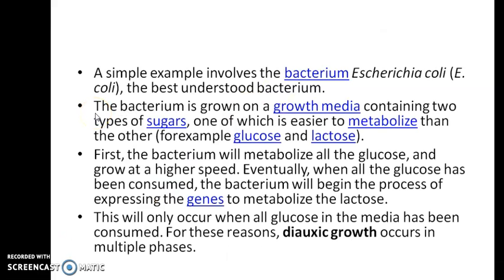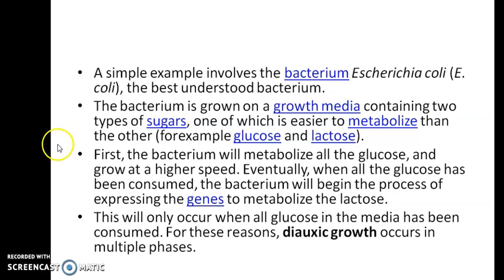So the graph explained a simple example that involved the bacterium E. coli. The bacterium is grown on a growth media containing two types of sugars, one of which is easier to metabolize than the other, for example glucose and lactose, in which the glucose is more easily metabolizable than the lactose. First, the bacterium will metabolize all the glucose and grow at a higher speed. Eventually, when all the glucose has been consumed, the bacterium will begin expressing the genes in order to metabolize the lactose in the medium. This will only occur when all the glucose in the medium has been consumed.